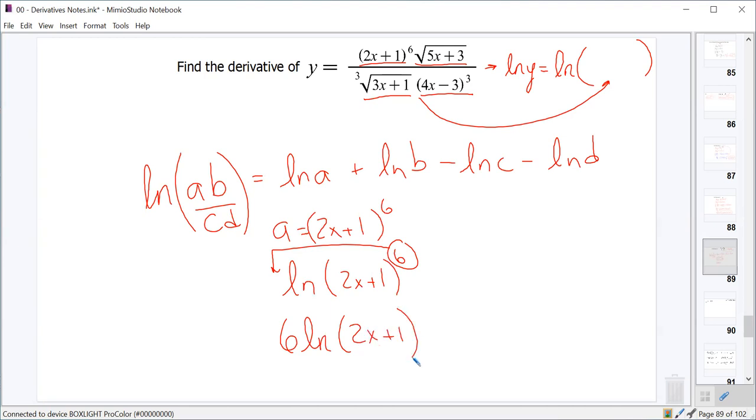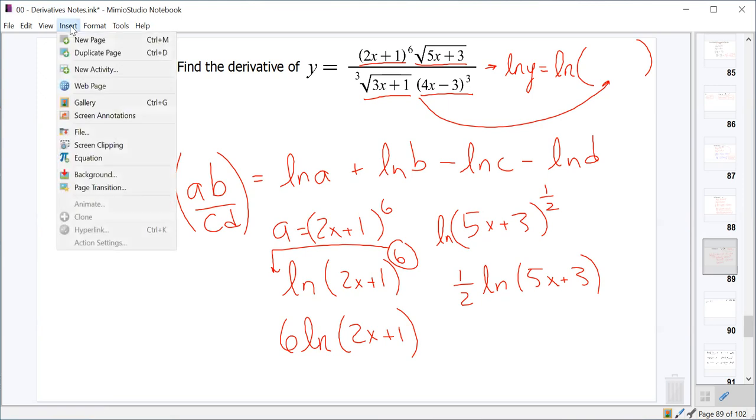And we'll do the same with the square root, right? 5x plus 3 to the 1/2 power is what that square root is, which should give us 1/2 the natural log of 5x plus 3. So I'm going to open up a new page here, and we're going to see if we can just break this down all at once.